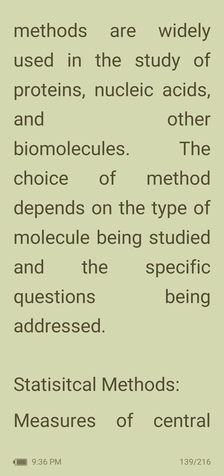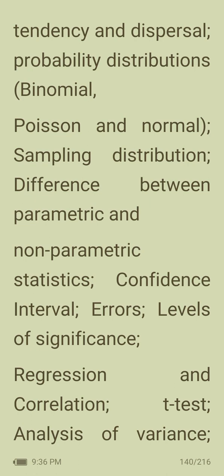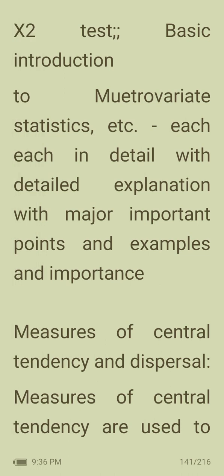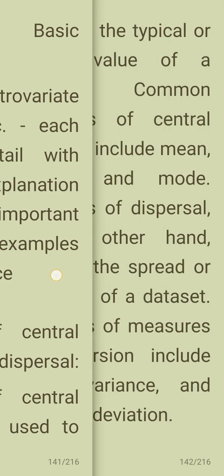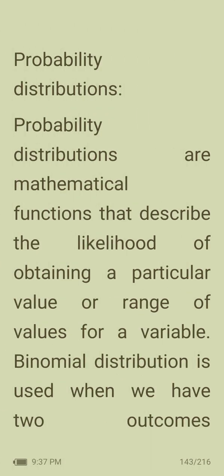Next topic, statistical methods like measures of central tendency and dispersal or related information. So, measures of central tendency and dispersal. Measures of central tendency are used to represent the typical or central value of a dataset. Common measures of central tendency include mean, median, and mode. Measures of dispersal, on the other hand, describe the spread or variability of a dataset. Examples of measures of dispersion include range, variance, and standard deviation.